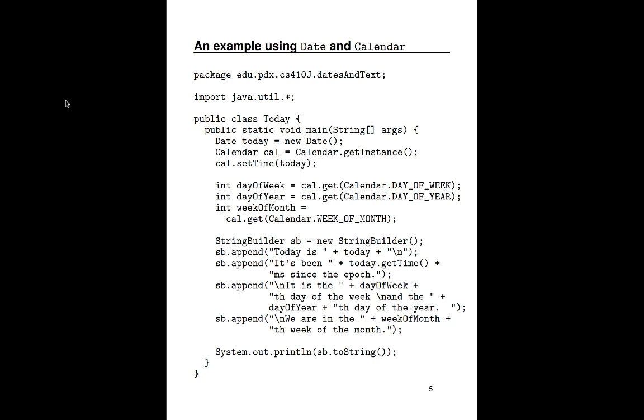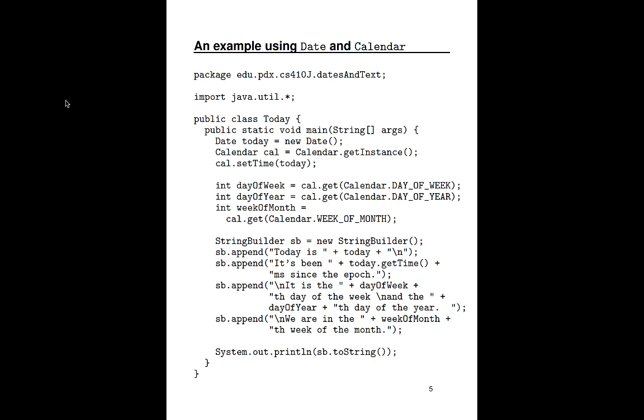Now let's take a look at code that leverages the Date and Calendar classes to print out some information about the current day. Because Date and Calendar are in the java.util package, we need to import those classes. And here in our main method, we do the following. We first create a new Date instance, which represents the current date and time. And then we get a calendar instance by invoking that getInstance method, and we associate the current date and time with that calendar.